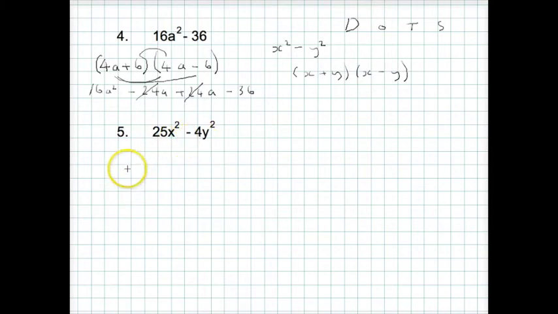Find the square root of these. The square root of 25x squared is 5x. And the square root of 4y squared is 2y. So we get 5x plus 2y and 5x minus 2y. I'm not going to multiply these ones out. This is the final answer.